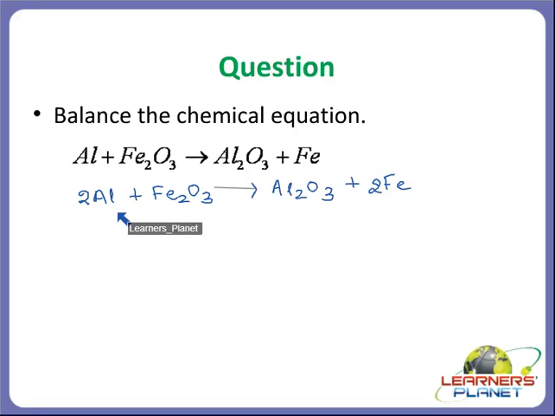Now, is our equation balanced? Yes. 2 aluminium, 2 aluminium. 2 iron, 2 iron. 3 oxygen, 3 oxygen. Am I clear? Right. So, this was again a balancing question. Right?